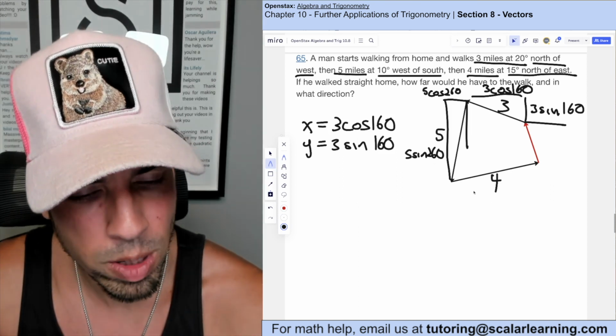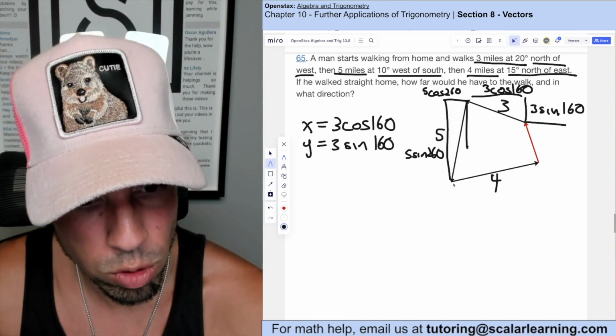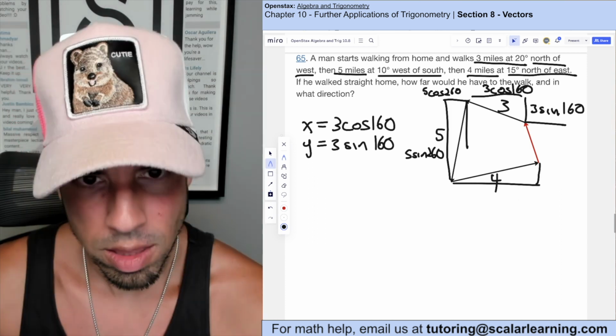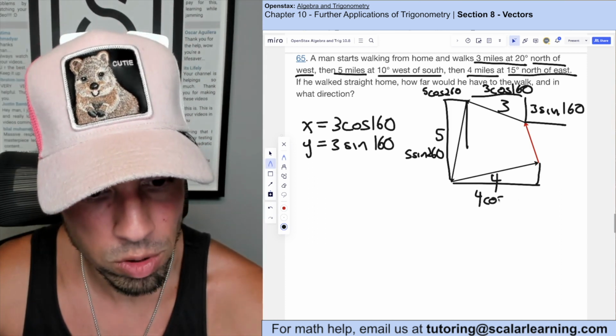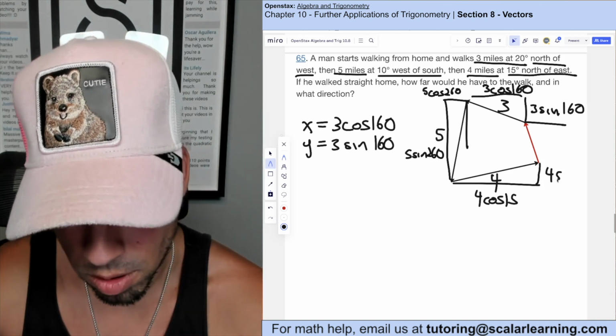And then last but not least, we have coming across this way the magnitude of 4. So we're going like this and like this. And that angle is 15 degrees north of east. That's just straight up 15. So we got 4 cosine of 15 and 4 sine of 15.